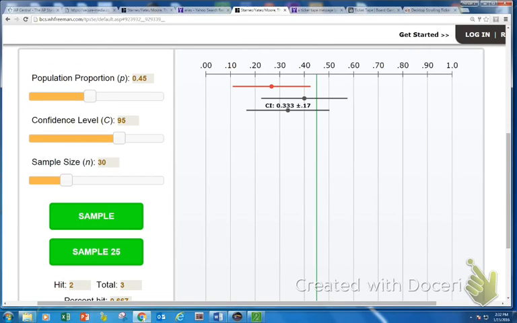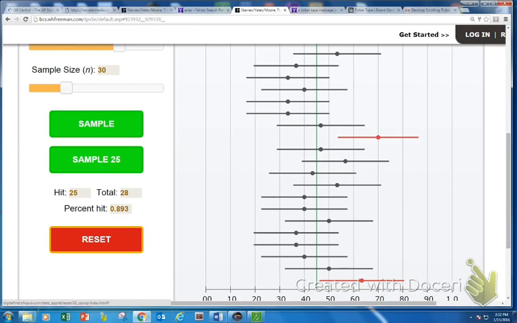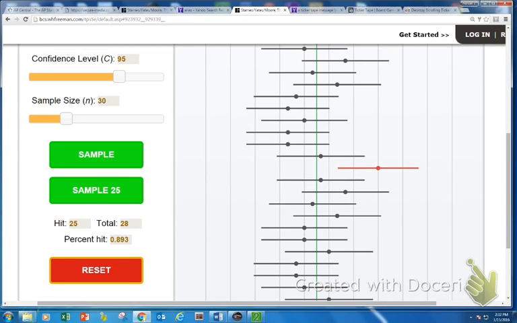Okay, let's pay attention as we see samples 2 and 3. So remember, this is one bag, this is a second bag. It does capture the true mean, which we said was 45% of the candies. So now let's just look at a sample of 27. Actually, it's 28 because it's the 25 that I added plus the 3 from before.